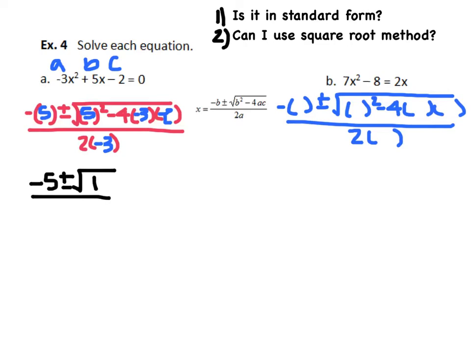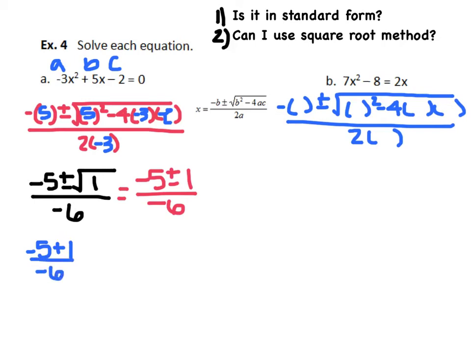And then I get -6. Well, the square root of 1 is 1 divided by -6. Now I get to split this into two problems. I get -5 plus 1 divided by -6, and I have -5 minus 1 divided by -6.